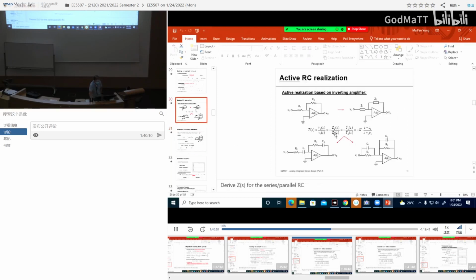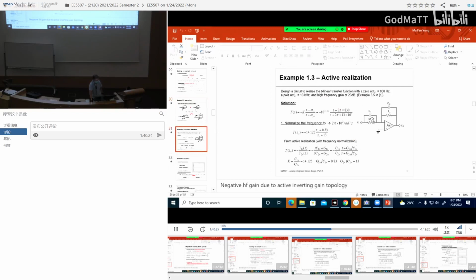So basically, if you work in admittance, the transfer function is Y1 divided by Y2. If you work in impedance, the transfer function is Z2 over Z1. In this case, because it's in parallel, we find Y1 and Y2, and then Y1 divided by Y2 is the transfer function. So you plug in all these values, because you know now you want the 0 at 830 Hertz and the pole at 13 kilohertz.